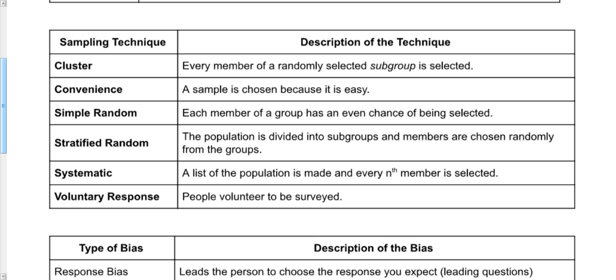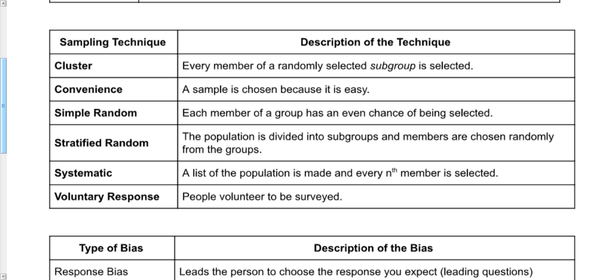The next thing that we talked about was different sampling techniques. And so we looked at 6 main sampling techniques. We looked first off at cluster. In the cluster technique, every member of a randomly selected subgroup is selected. So for example, if you did a school, the school population, all the students are broken down into different homerooms. And so you randomly selected maybe 3 homerooms, and every single person in that homeroom would have to do your survey. Okay, that's a cluster.